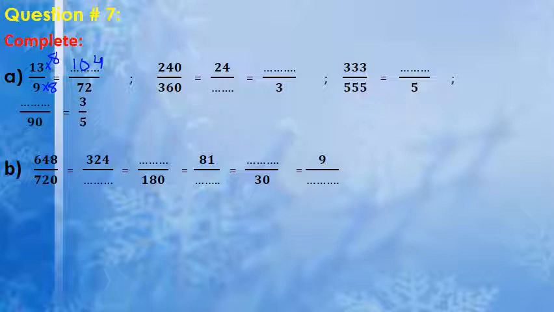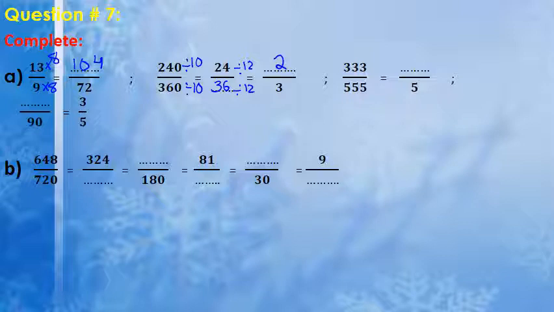Now we have 240 over 360. 240 became 24. It decreased, so we divide up, we divide down, we divide by 10. 360 divided by 10 is 36. 36 becomes a 3. It decreased, so we divide by 12 up, 12 down. 24 divided by 12 is 2 over 3.